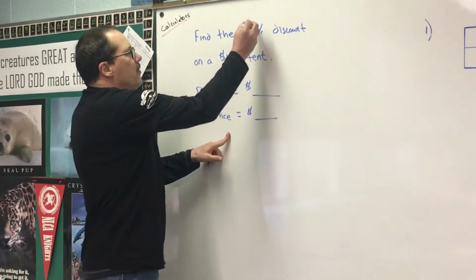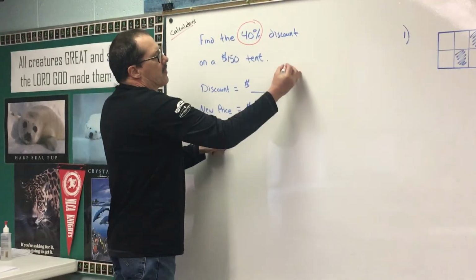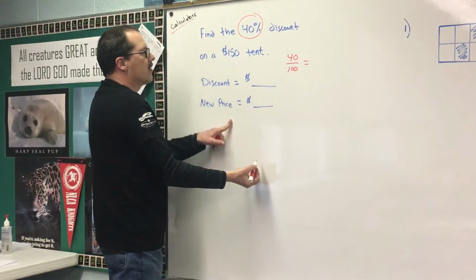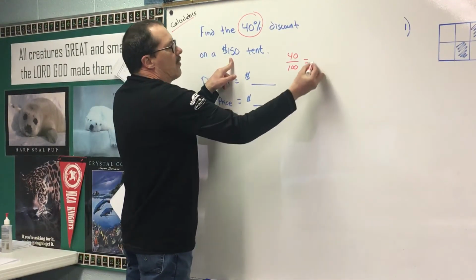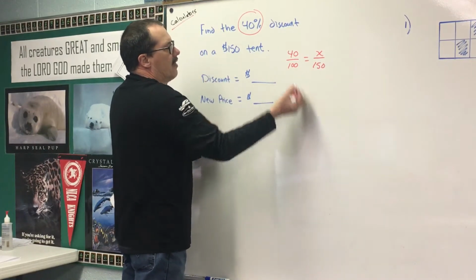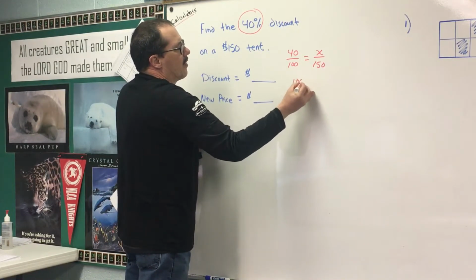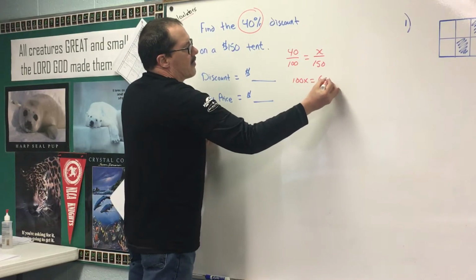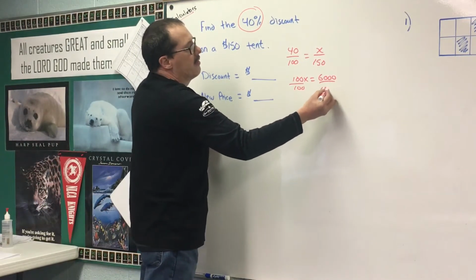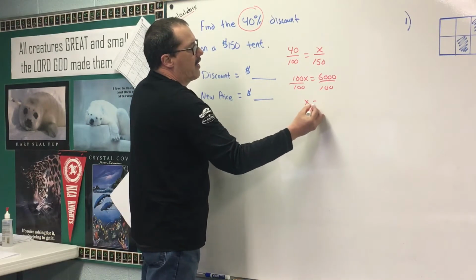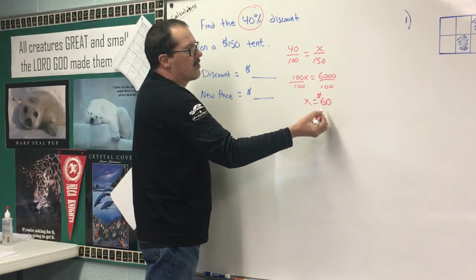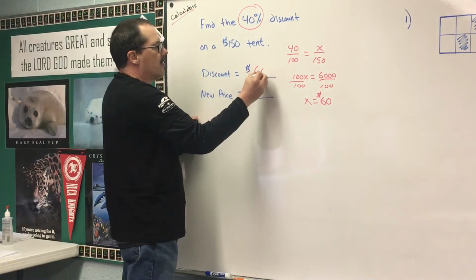Okay, first thing I would do is circle 40%. 40% means 40 out of 100, which equals, since $150 is the total, it would go on the bottom, x would go on top. Cross multiply and you will get 100x equals 6,000. Divide both sides by 100 and then you will get x equals 60. Well, that means $60. So $60 would go right here for our discount.